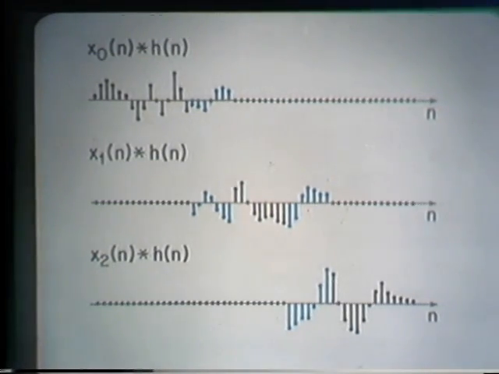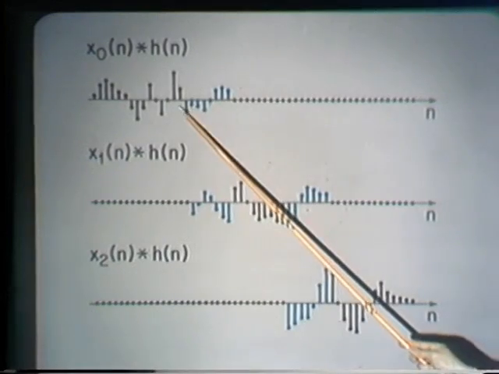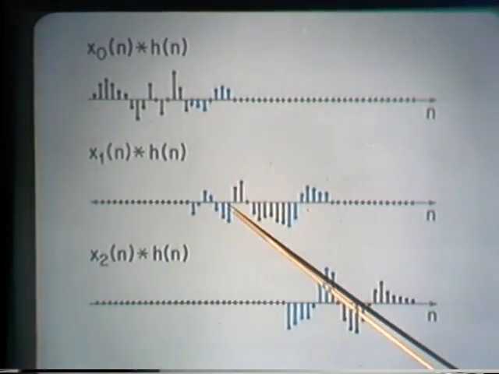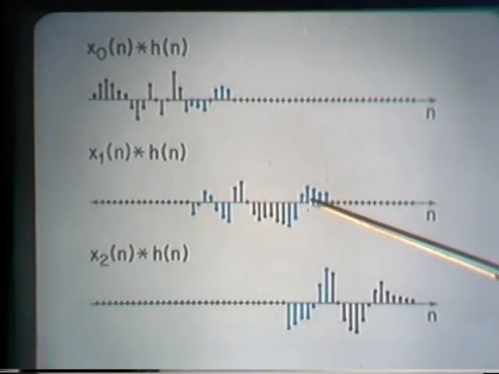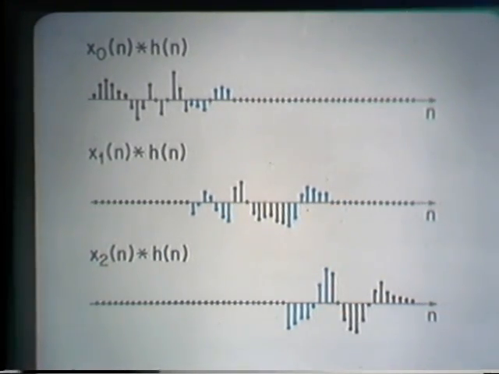Because of that, this technique for sectioning and then adding the results together is often referred to as the overlap add method, because we overlap the outputs and then add these together. These pieces will add, these blue pieces will add, etc. down the line.